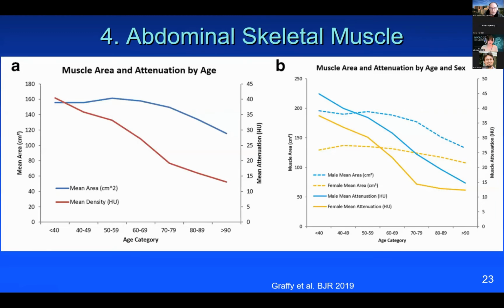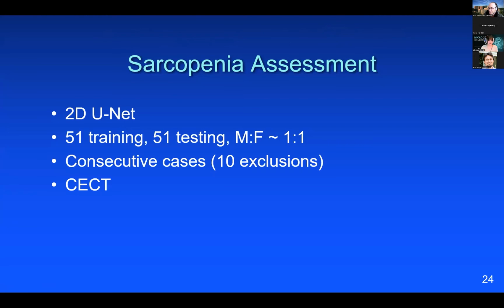This particular AI tool for skeletal muscle, again, we analyzed it across the lifespan. You can see muscle density tends to go down with increasing age. Muscle area also decreases, although not as rapidly as muscle density. And men tend to have higher amounts of muscle than women, and also their muscles tend to have less fat in them than those of women.